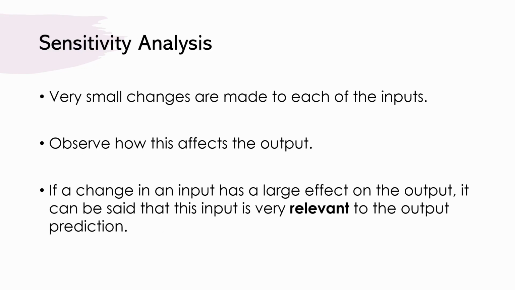With sensitivity analysis, we make very small changes to each of the inputs, and we observe how these inputs affect the output. If a small change to a particular input has a large effect on the output prediction, it can be said that this input is quite relevant to the output prediction. This method of analysis is one of the easiest to implement because we are still essentially treating the neural network as a black box. But as a result, it is not as accurate as some of the more advanced methods, and the information it provides is not as useful.